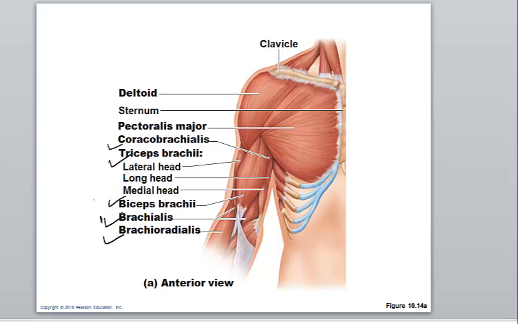Okay, biceps brachii is for forearm flexion of your elbow joint as well as supination of your forearm. Brachialis, major forearm flexor. Brachioradialis, a synergist to your forearm flexor. So these are the four muscles that you need to know. Now let's move on to the actual forearm itself.